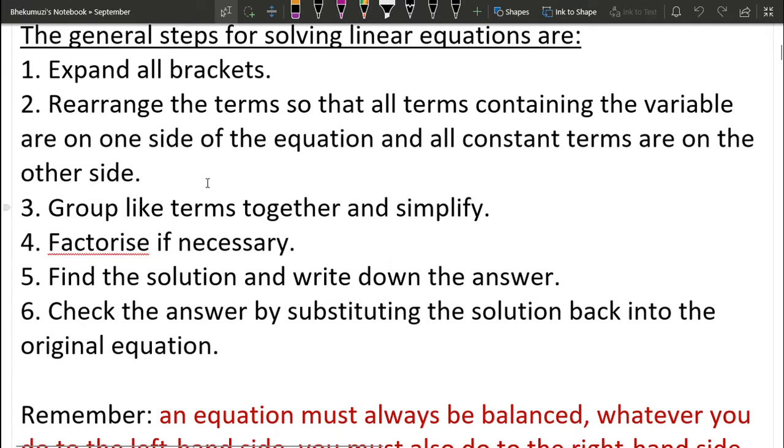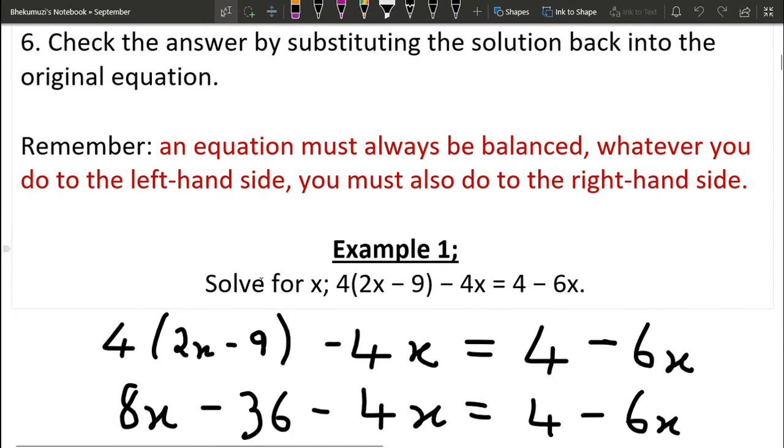So the general steps for solving equations are: expand all the brackets, rearrange the terms, group the like terms together and simplify, factorize if necessary, find the solution, and check the answer by substitution, right? Here you must remember an equation must always be balanced. Whatever you do to the left hand side, you must also do to the right hand side. It's absolutely important because it is the golden rule.